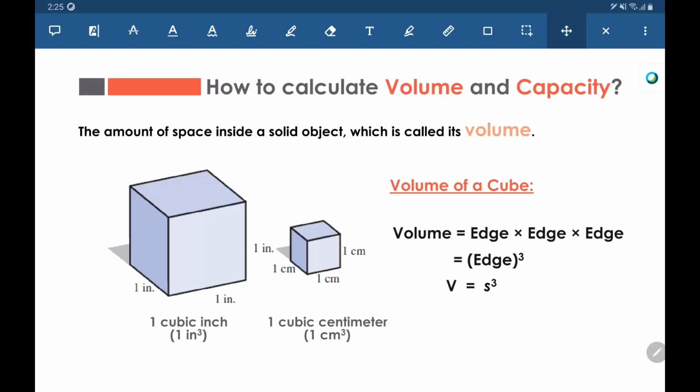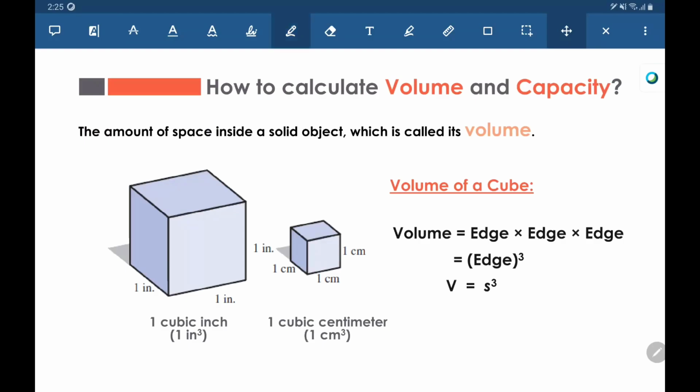Then you can find the volume of any solid object from the formula. The volume is equal to h times h times h. H here refers to the size of the object. Just like this cube, the bigger cube has 1 inch for each side. So this cube has the volume 1 cubic inch. And the small cube here has 1 centimeter at each side. So the volume of this cube is 1 cubic centimeter.